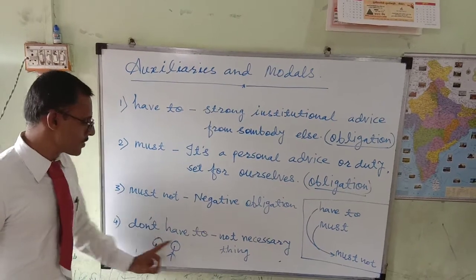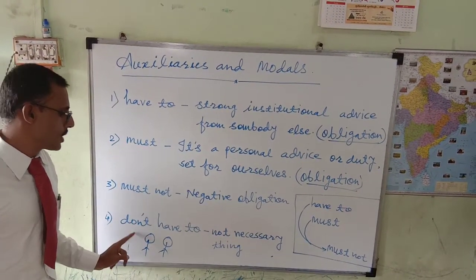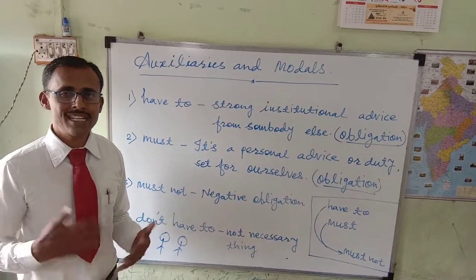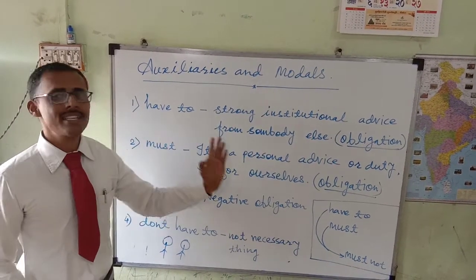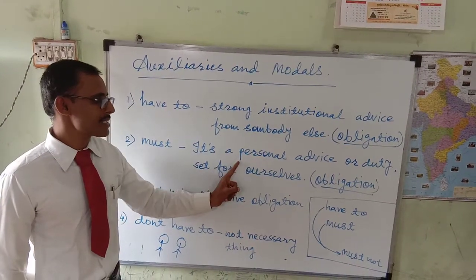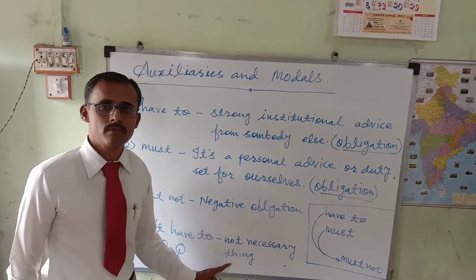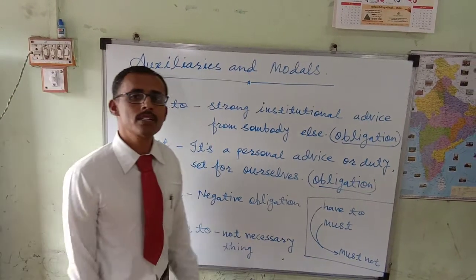So my dear, it's a very simple concept. Have to, must not, don't have to. Try to solve more and more examples and write them in your notebook. I hope you understand all these concepts: the official concept, your personal advice, your negative obligation, and your not necessary thing. Understand this and complete these notes very properly.